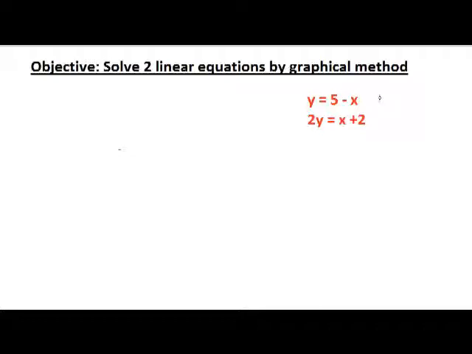Previously, we have learned how to arrive at the solution algebraically, either by using elimination method or substitution method. However, all students should know that it is also possible to arrive at the same solution by using graphical method. Firstly, we need to plot the lines which are represented by the two equations on the same pair of axes.